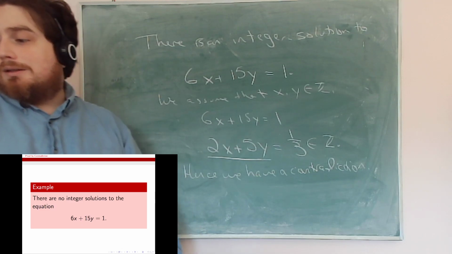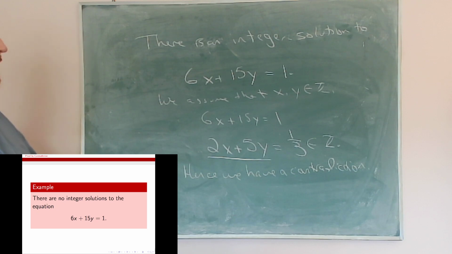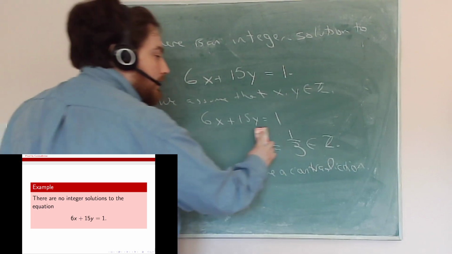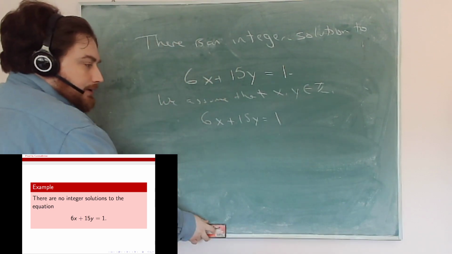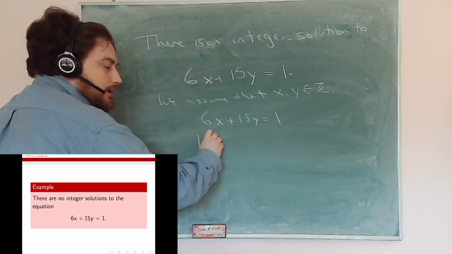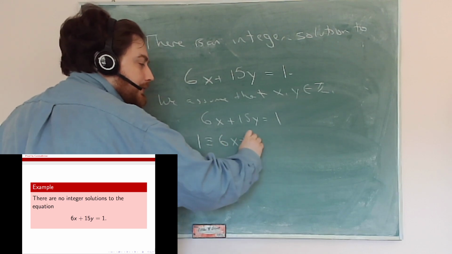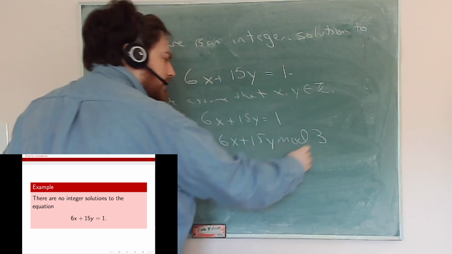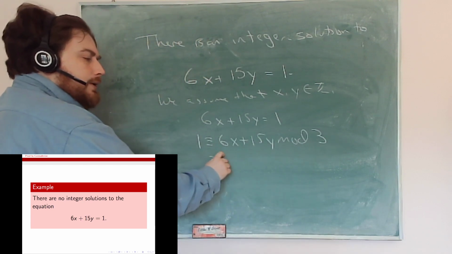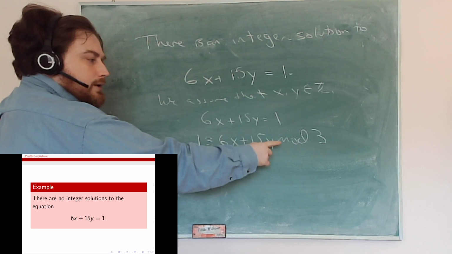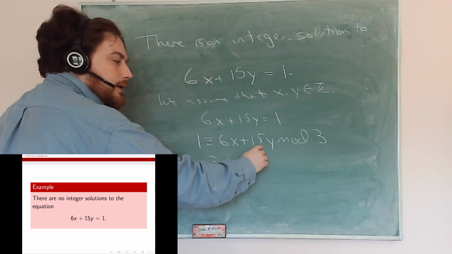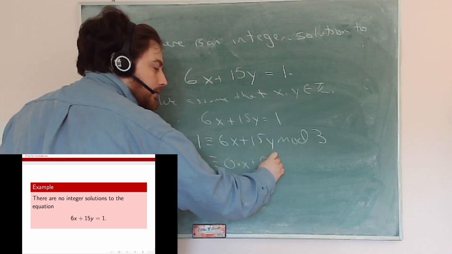All right. Just as a note, another way we could do that is we could use the modular arithmetic that we've been using in class as well. And what we could say is something like, well, 1 is congruent to 6x plus 15y mod 3. But if we do that, we notice that we can substitute in what each of these are mod 3. 6 is congruent to 0 mod 3 because it's divisible by 3. 15 is congruent to 0 mod 3.